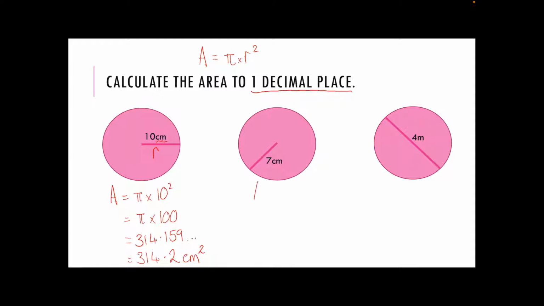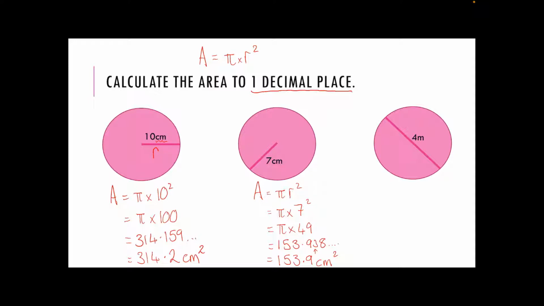For our second example then, it's still area equals pi r squared. So I'm doing pi times 7 squared. 7 squared, we should know, is 49. And then we are going to pop that into our calculator to give us 153.938. And again, it's one decimal place. So the 3 tells me to keep that 9 as it is, so it is 153.9 centimetres squared again.